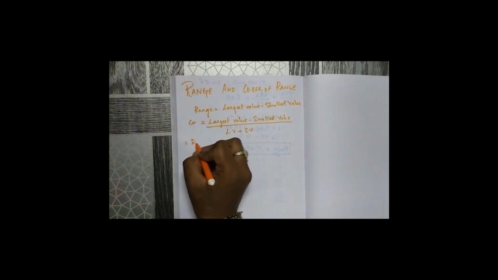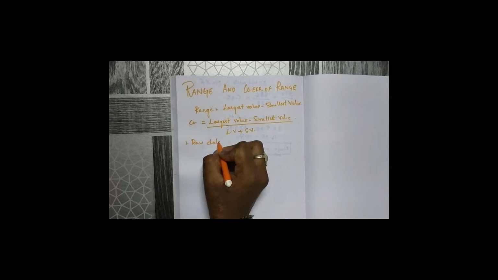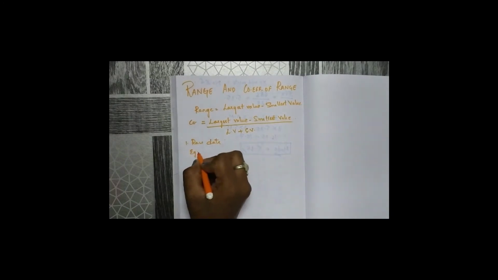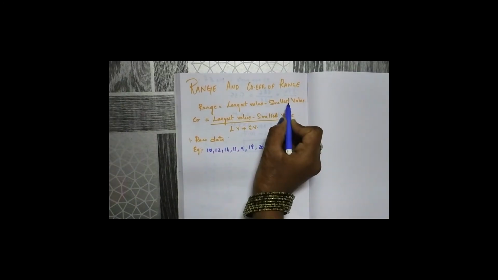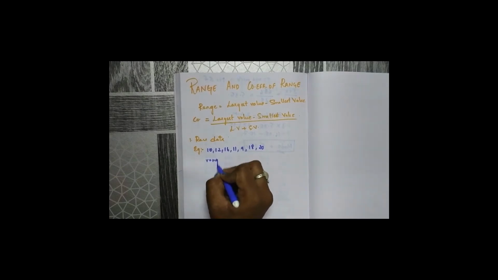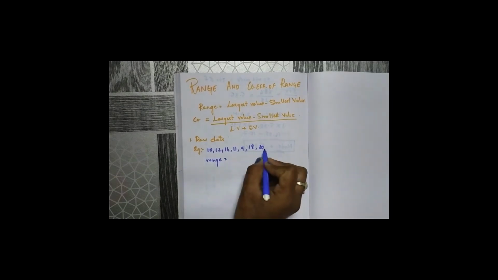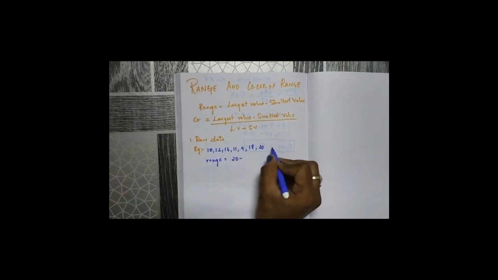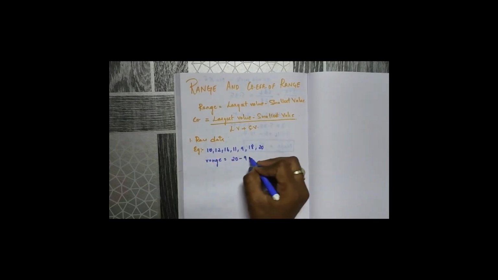So first, in raw data we will solve. Example, this is the question, largest value minus smallest value. So range is equal to largest value. The largest value in this is 20 minus the smallest value. The smallest value is 9. So this is equal to 11.